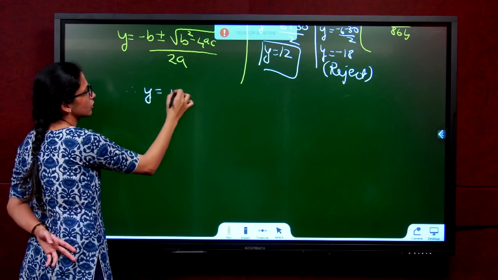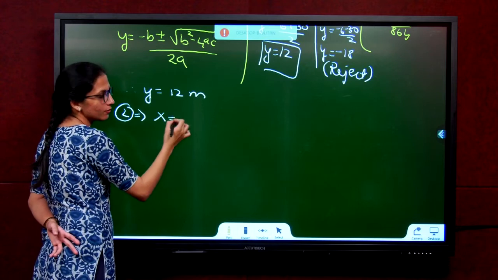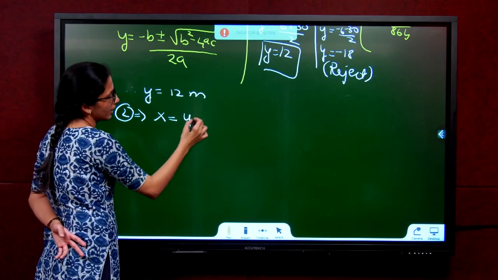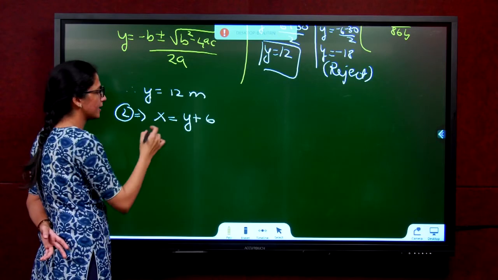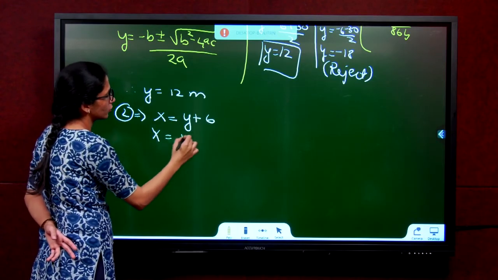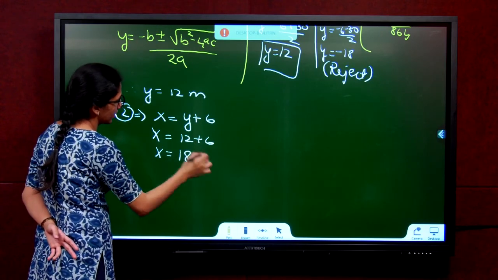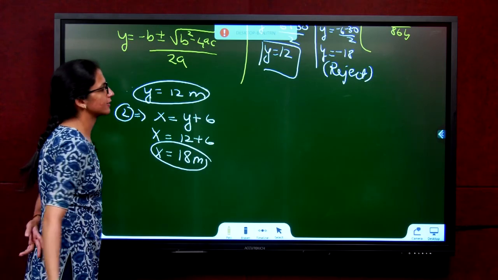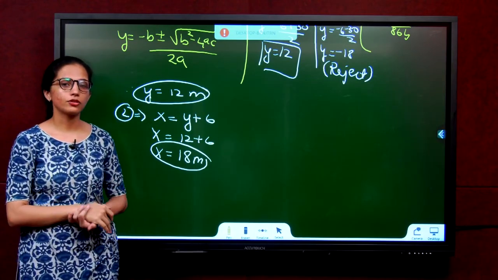Now since y equals 12 meters, in equation 2 what do we know? x is equal to what? y plus 6. Do you remember? Go back and see. So x is equal to 12 plus 6. x equals 18 meters. So therefore write down the final statement: the side lengths of the squares are 18 meters and 12 meters.